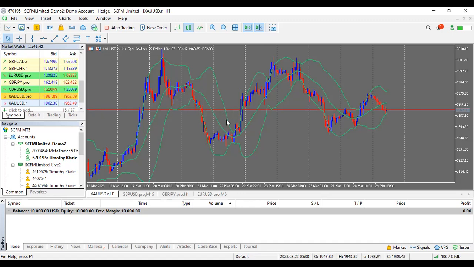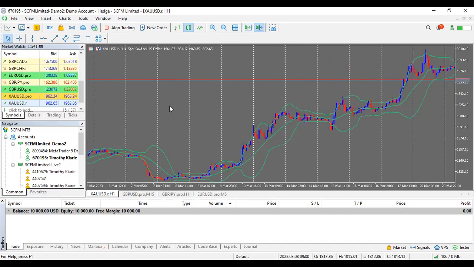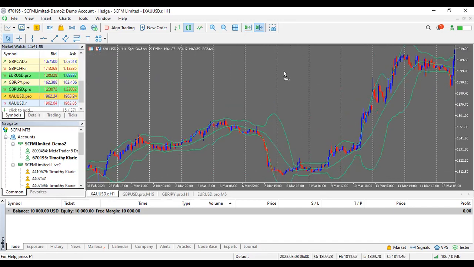So basically with Bollinger Bands, we have what we call the Bollinger Squeeze and the Bollinger breakout. If we scroll backward to see how the market is behaving, you can see here we have the Bollinger Squeeze.